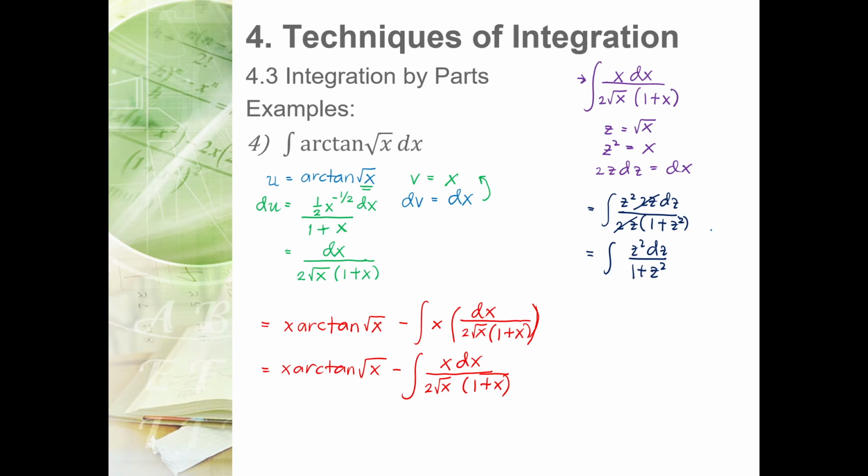So chatter aside, let's go back to the long division. So 1 plus z squared. So 1, and then z squared plus 1, then subtract. So you have negative 1. So the answer for this one: instead of z squared dz over 1 plus z squared, this becomes 1 minus 1 over 1 plus z squared dz.